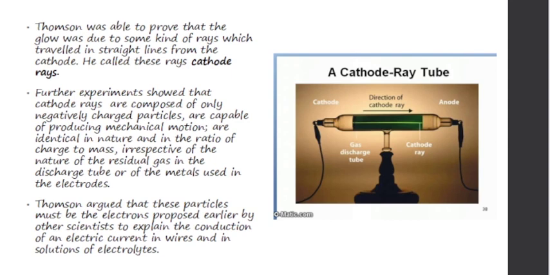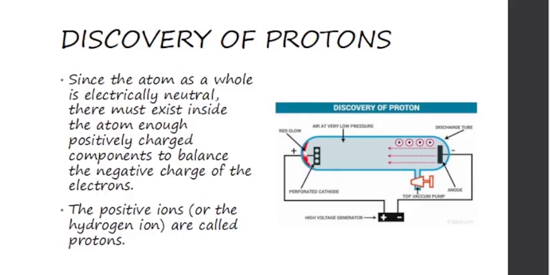That is to say, their charge to mass ratio is actually the same, irrespective of the nature of the residual gas in the discharge tube or the metals used in the electrode. So the point is this, the characteristic of that particle was practically the same, and because of that, it is considered a fundamental particle or a building block. Thomson argued that these particles must be the electrons proposed earlier by other scientists to explain conduction of an electric current in wires. So let's talk about the discovery of protons.